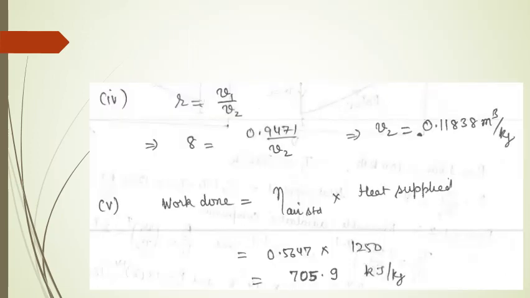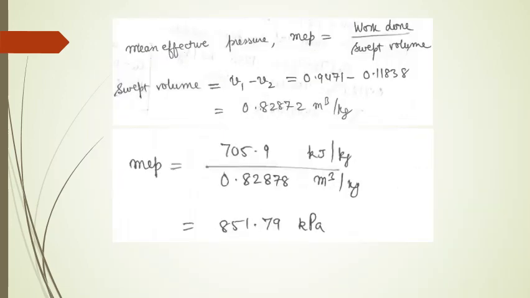As the compression ratio is 8, the value of V2 is coming out to be 0.11838 meter cube per kg. Now work done is equal to air standard efficiency into heat supplied, so this comes out to be 705.9 kilojoule per kg. Mean effective pressure is nothing but work done upon swept volume, and swept volume is V1 minus V2, and that is coming out to be 0.82872 meter cube per kg. So MEP comes out to be 851.79 kilopascal.